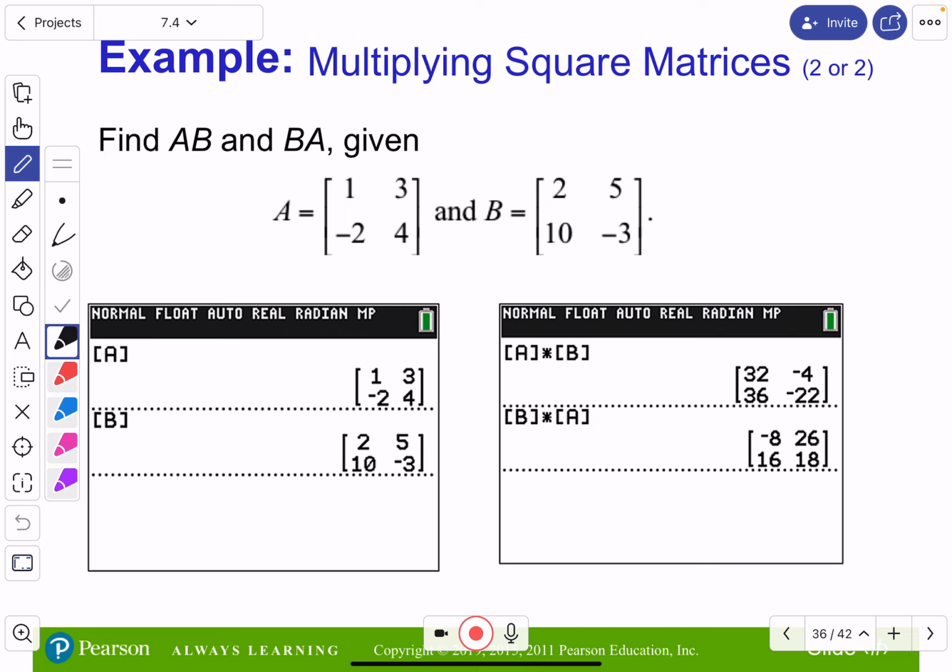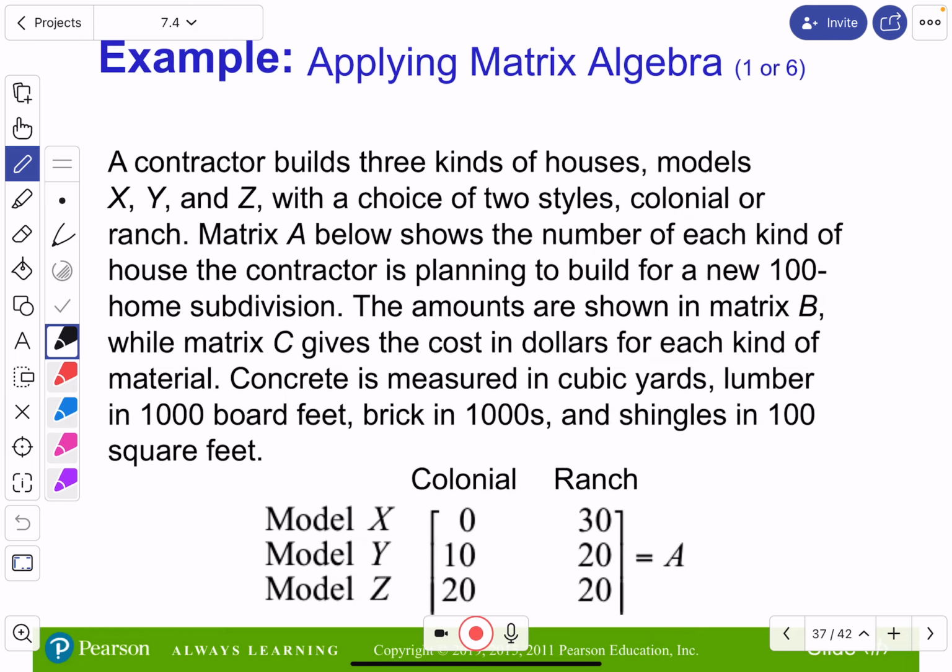Here it is on the calculator. All right, so you can use matrices to solve lots of things. If we look at this one, a contractor builds 3 kinds of houses, X, Y, and Z, with a choice of 2 styles. So each model can be colonial or ranch. Matrix A shows what they're planning on building. So your colonial and your ranch are your columns, and your models X, Y, and Z are the rows. Put those in your calculator as matrix A.